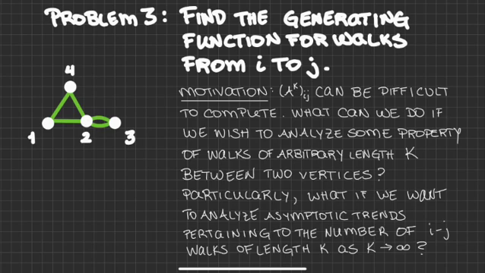We know from our previous problem that A to the k represents the summary of all of our walks from point i to point j. Taking a specific i and j, we can look at one of our walks within this matrix. However, A to the k can take quite some time to compute, especially for large k. Further, if we want to look at trends over all k, this computation becomes even more cumbersome. Particularly, if we want to analyze the asymptotic trends in our walks as k approaches infinity, we need a method to be able to compute this.